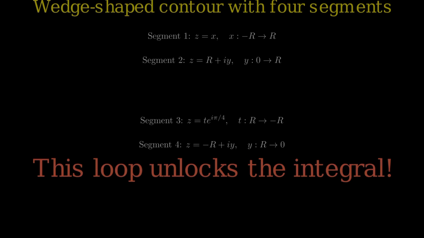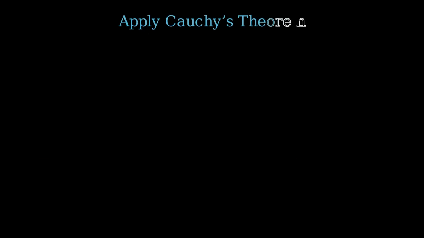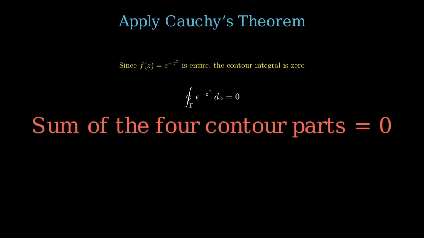Let's see how. Here's where the magic happens. Because our function e to the negative z squared is entire, Cauchy's theorem tells us that the integral around our closed contour equals 0. That means the sum of the integrals over all 4 parts of our wedge-shaped path adds up to nothing. This is going to help us find our integral t.